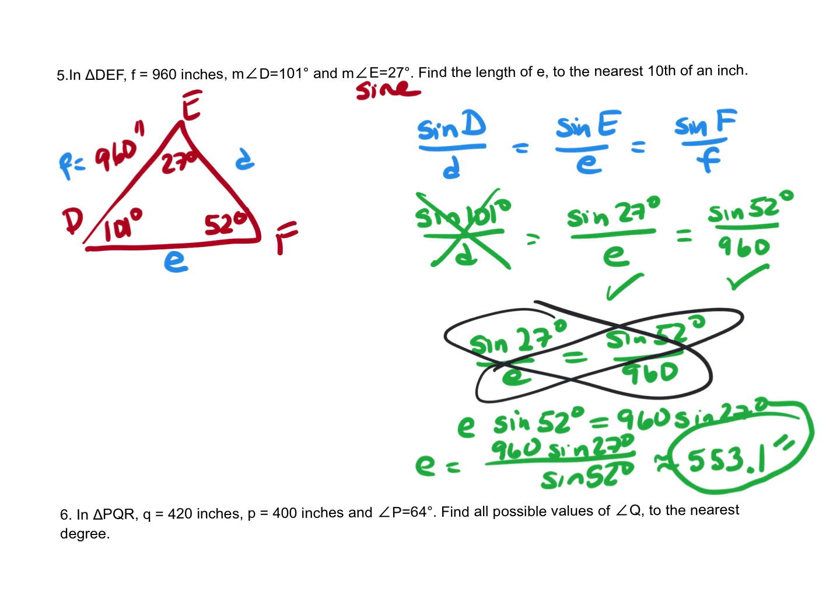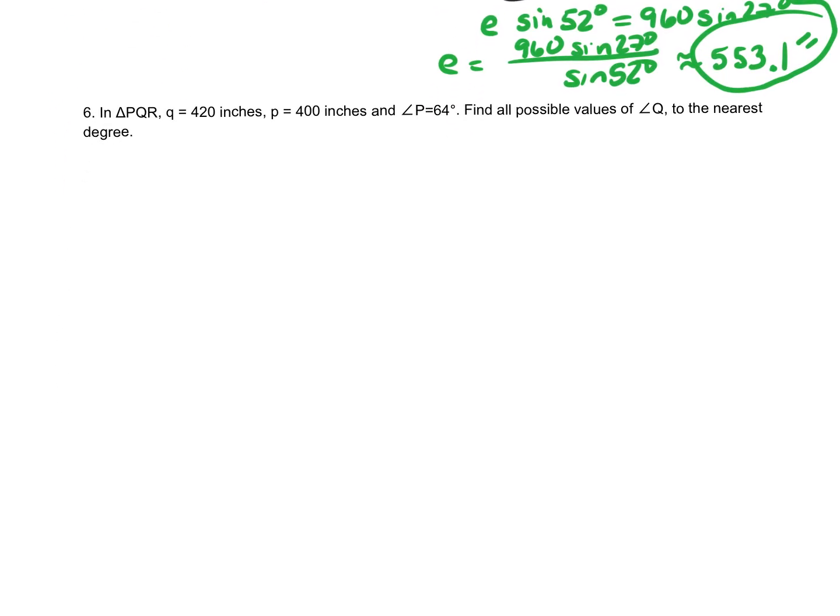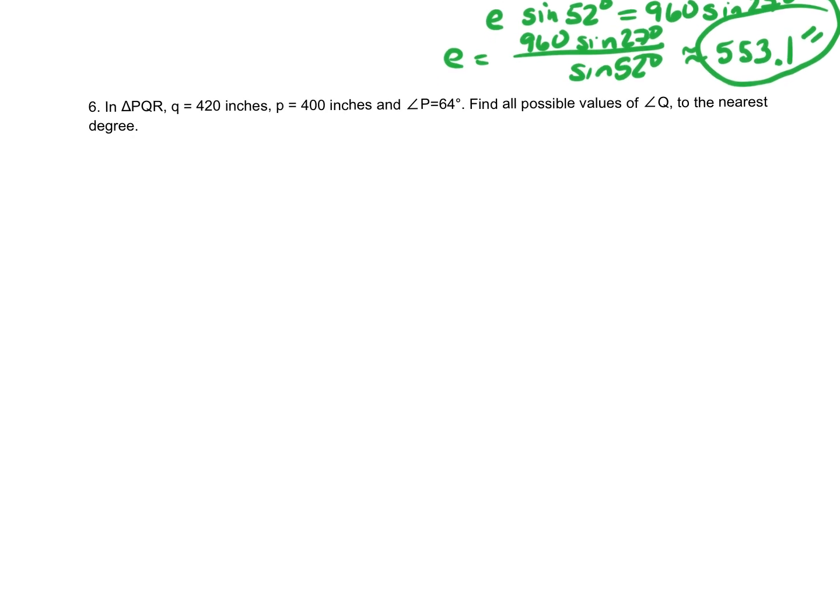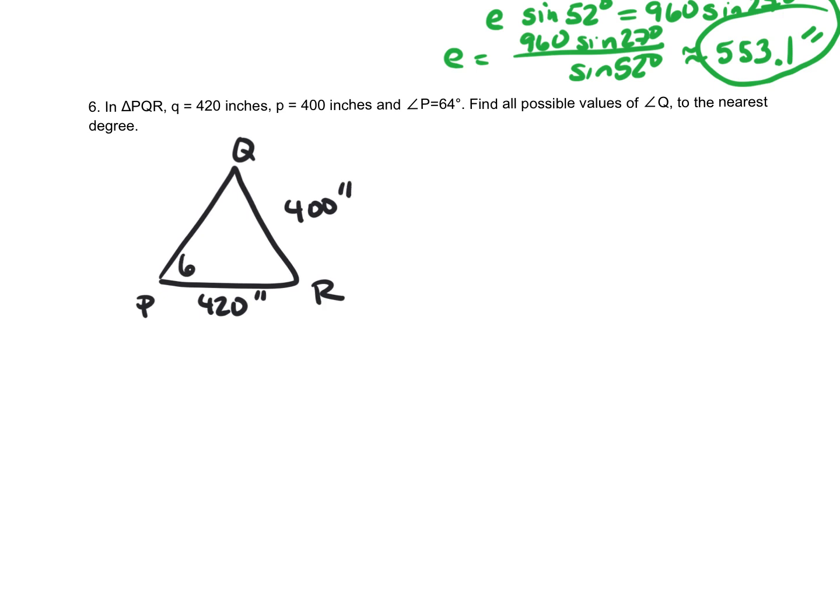Okay, let's look at the last one. We have another triangle, triangle PQR, and we're trying to find the values of angle Q. So we'll do the same thing. Here's P, here's Q, here's R. We have little q, which is 420 inches. We have little p, which is 400 inches. And we have angle P, which is 64 degrees.